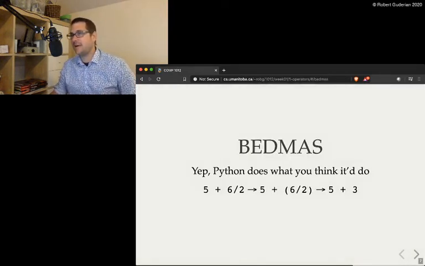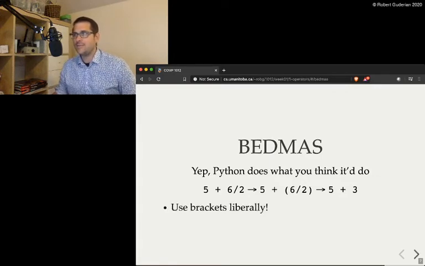And excitingly, Python does exactly what you would think in terms of order of operations. So if you are being crazy and not using your brackets appropriately, you would have to read this. Python will do it right. So BEDMAS, if you've forgotten, is brackets, exponents, division, multiplication, addition, subtraction. And that is the order of operations we do in math, and Python respects that. Brackets exist. Use them liberally.